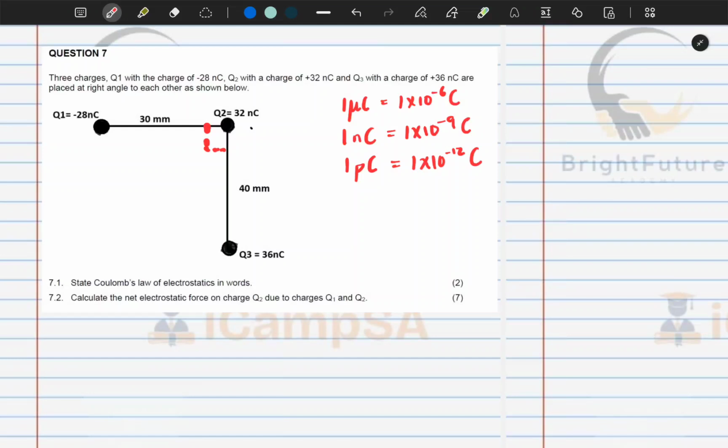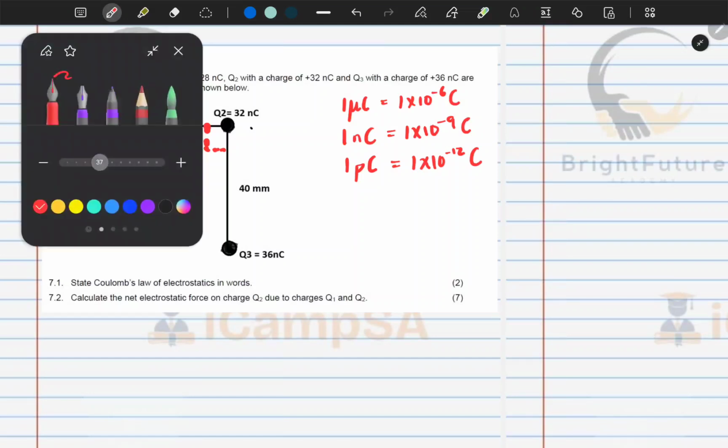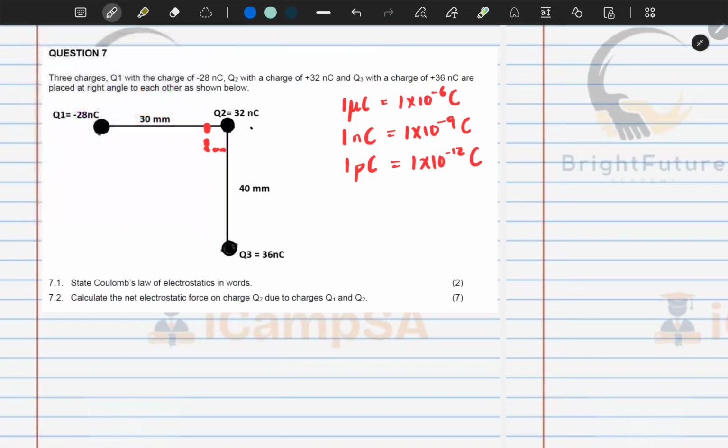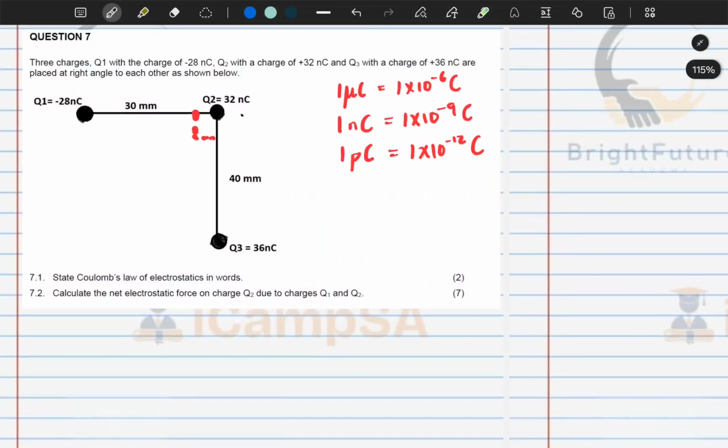Now, this is a past paper problem. It was question 7 in that paper. The first question that we're asked is, state Coulomb's law of electrostatics in words. One thing you'll notice is that typically in each physics question, there'll be a definition first. Usually it's the first question that you'll meet, and following that are calculation questions.